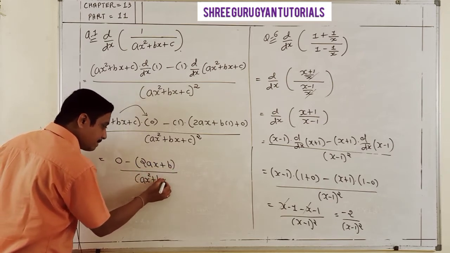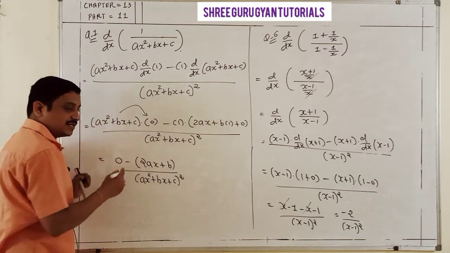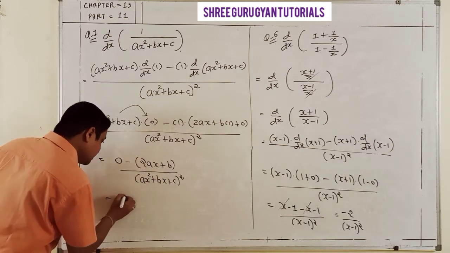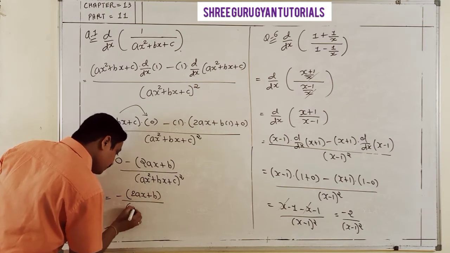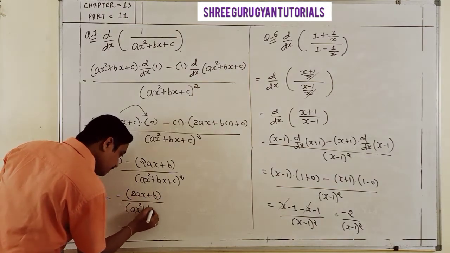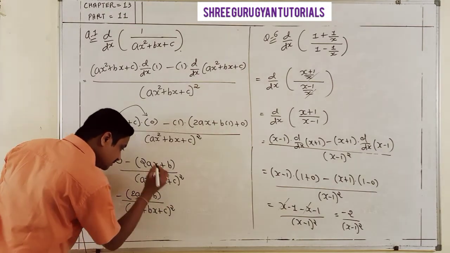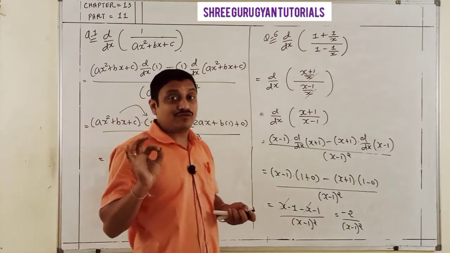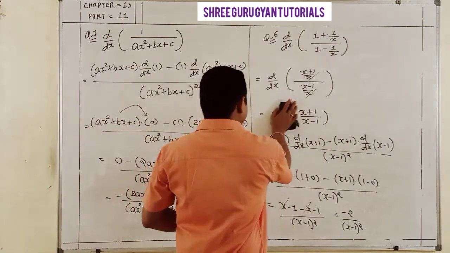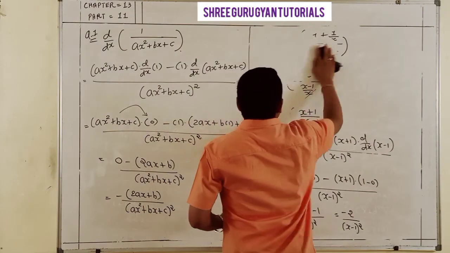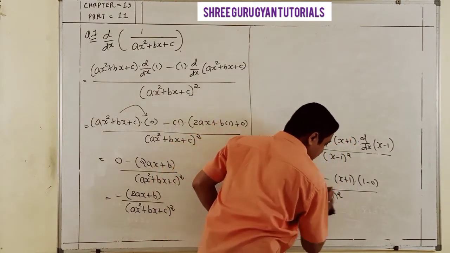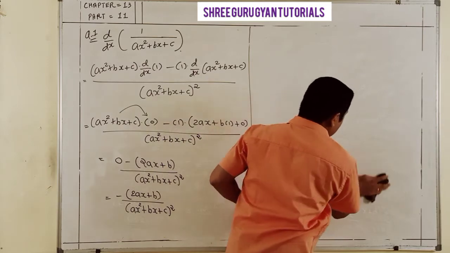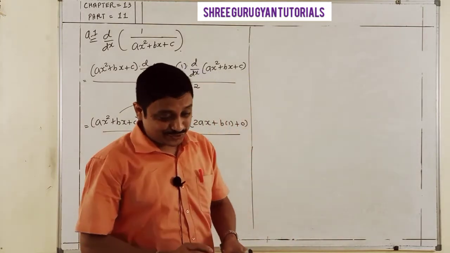Over ax square plus bx plus c the whole square. Indirectly my answer is twice ax plus b upon ax square plus bx plus c the whole square, and that's your final answer, students. Next, continue with question number 8. Question 8 is much the same as 7. Yes, a very interesting question, students.